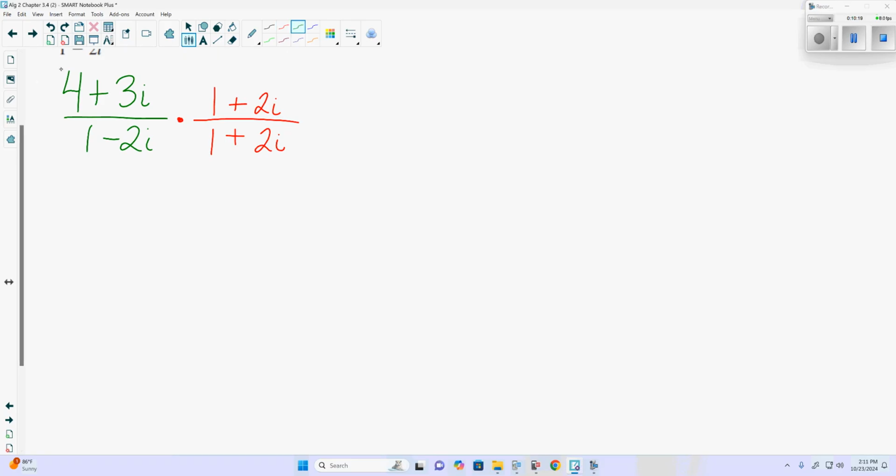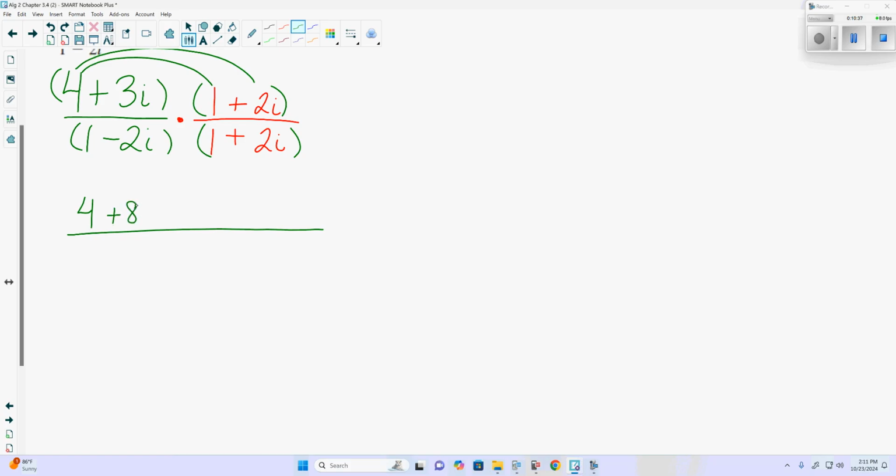So the first thing we're going to do is multiply. Now the parentheses are there, they're not technically written. But all we're doing is distributing. So the first thing we can do is 4 times 1, which is 4. And then we can do 4 times 2i is plus 8i. Then we'll move on to our 3i. 3i times 1, which is plus 3i. And lastly, 3i times 2i, which is going to be plus 6i squared.